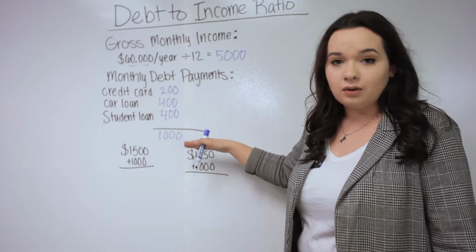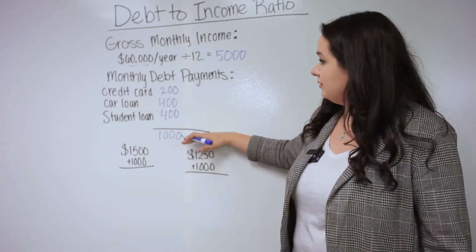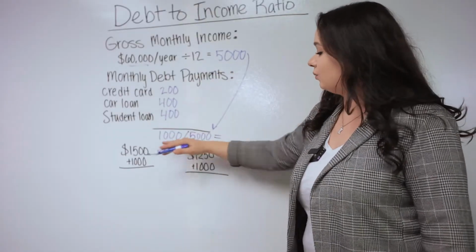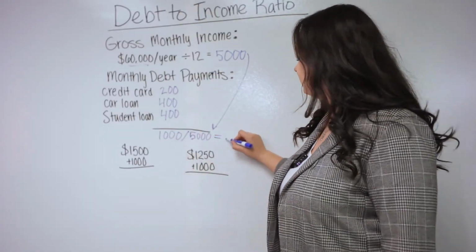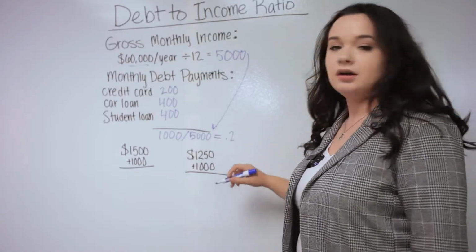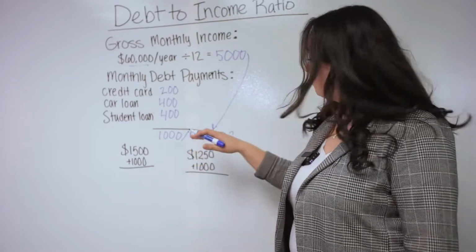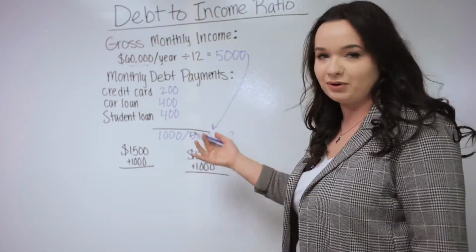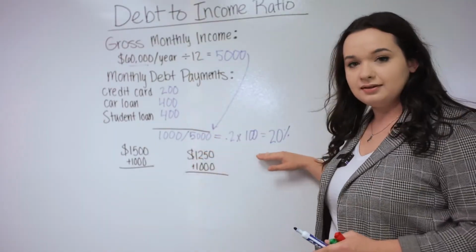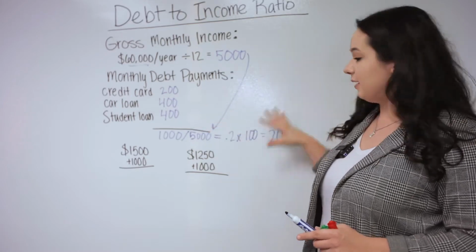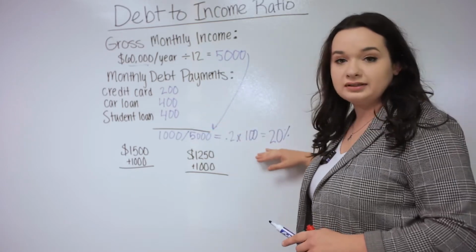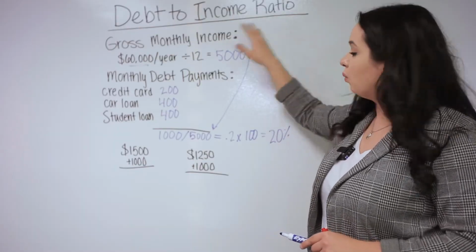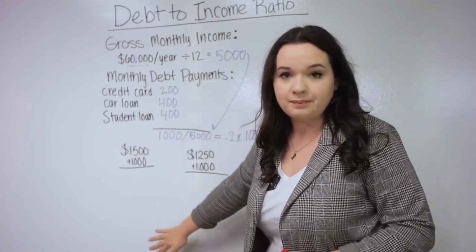So now that we know our monthly debt payments and our gross monthly income, we're going to divide the 1,000 by the 5,000. That's going to give us 0.2. In order to know the ratio, you're going to multiply that 0.2 by 100, and that's going to give us 20%. This 20% is where, in this example, I stand currently. 20% is my debt to income ratio without factoring a house payment.